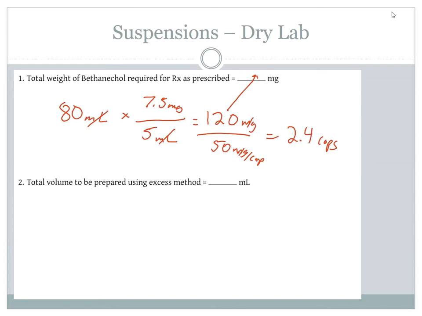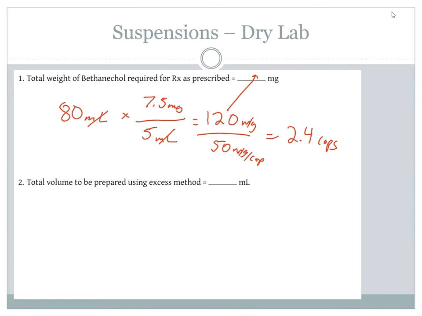So here's the deal with the excess method. You know that 2.4 capsules, that's not going to work. I can make more and only dispense 80 milliliters. Remember, I have to dispense 80 milliliters, but I can compound whatever I want. Could I compound 50? Sure, but that's not even enough to dispense. So it can't be less than 80. I could compound more than 80 milliliters, any amount more than 80 milliliters, and still only dispense it. So why would I dispense or compound more?